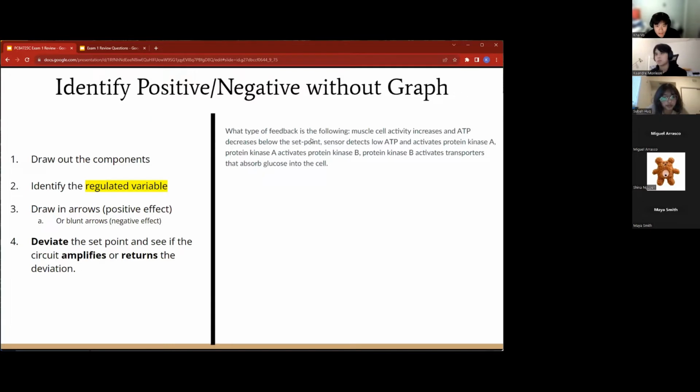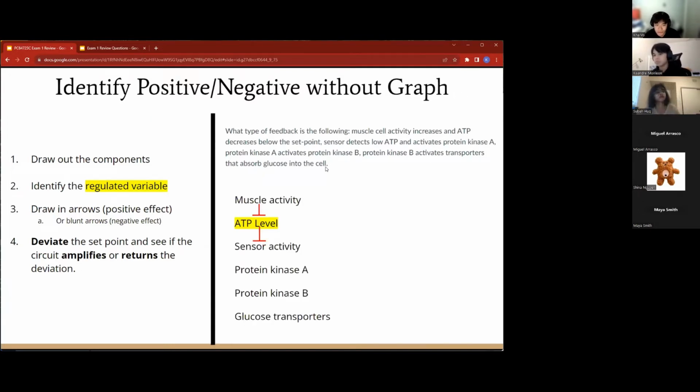So let's begin, right? If you read through this question, it gets kind of confusing if you go over it too fast. The question says muscle activity decreases ATP and the sensor detects low ATP. At first you might want to write muscle activity, and then a negative effect on ATP levels. But then you get sort of a double negative that's confusing, right? It says ATP decreases sensor activity.